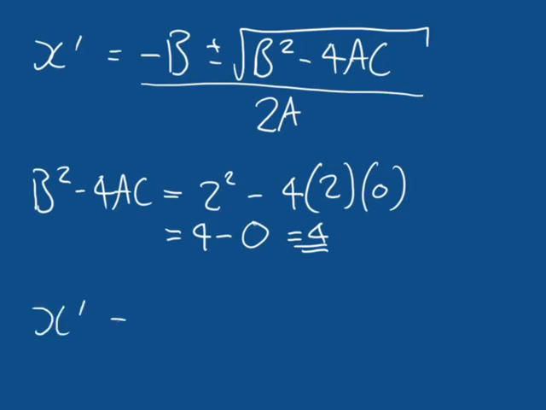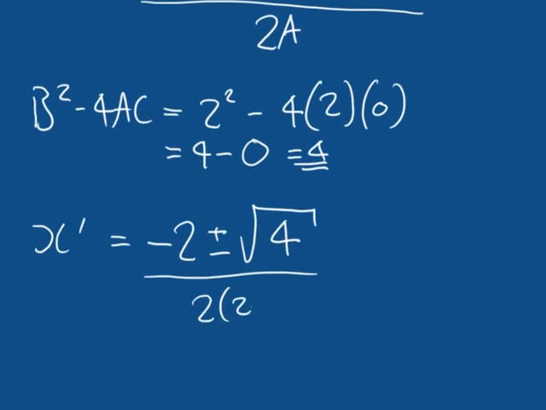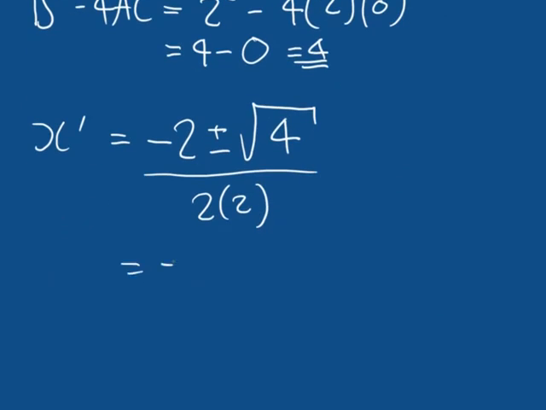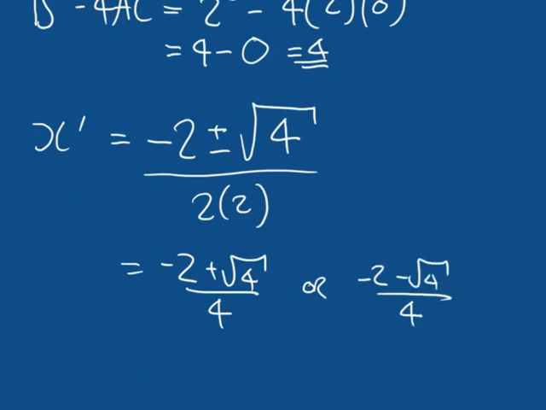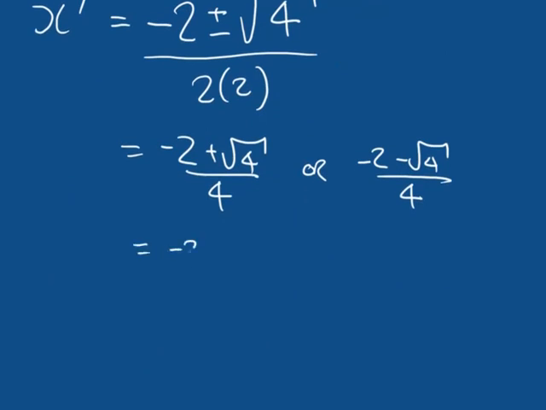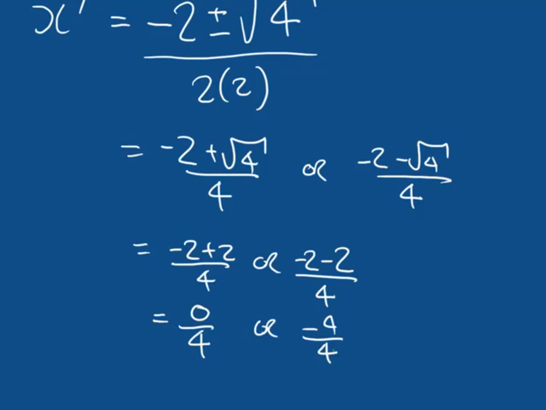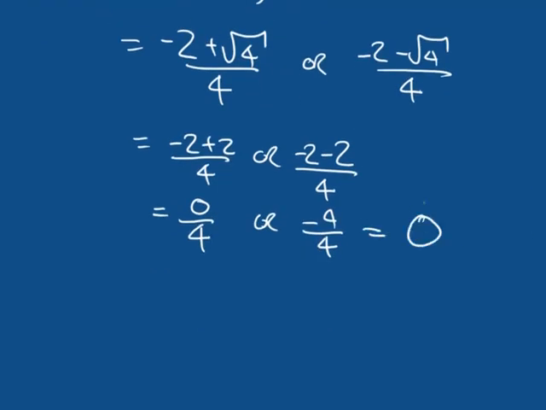So we can now solve for x dash in both cases. It's equal to minus b. Well, b was 2, so minus 2, plus or minus the root of b squared minus 4ac was 4, so plus or minus root 4, all over 2 times a. a was 2, so 2 times 2. That means x dash is equal to minus 2 plus root 4 over 4, or it's equal to minus 2 minus root 4 over 4. Root 4, of course, being 2, so it's equal to minus 2 plus 2 over 4, or minus 2 minus 2 over 4. So equal to 0 over 4, or minus 4 over 4, which means it is equal to a value of 0, or it's equal to a value of minus 1.